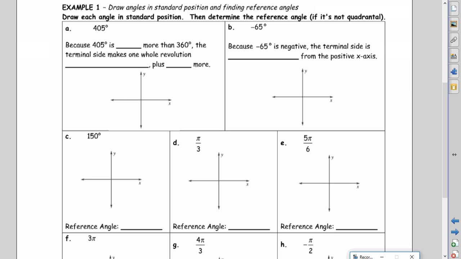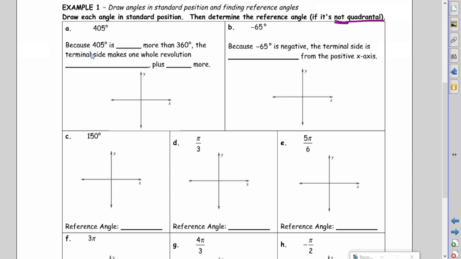So here are some examples where they're asking us to draw the angle in standard position and then determine the reference angle. We can only determine the reference angle if it's not quadrantal. If you're a quadrantal angle, you're not going to have a reference angle because we can't draw two 90-degree angles in a right triangle, and we can't put a 0-degree angle in a right triangle. So quadrantal angles really don't have a reference angle, right?